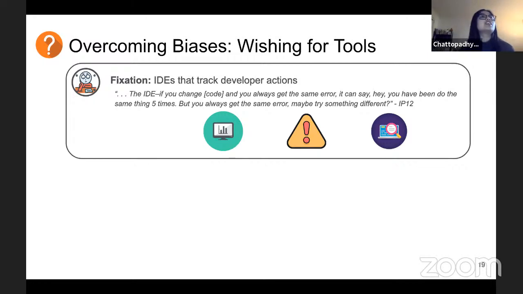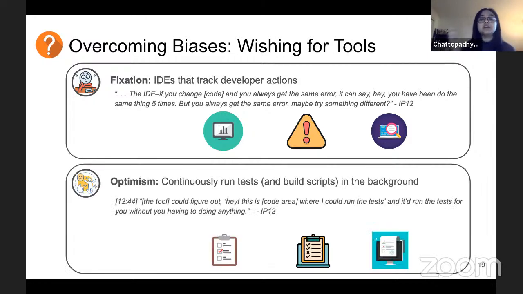Another tool is for optimism bias. Optimism bias is where developers were optimistic about the change they made, and they wouldn't consider all the effects of the code changes that they make or other consequences. So a tool that can continuously run tests in the background can say, hey, this is the area of the code that you haven't run any tests on, maybe consider running a test here.